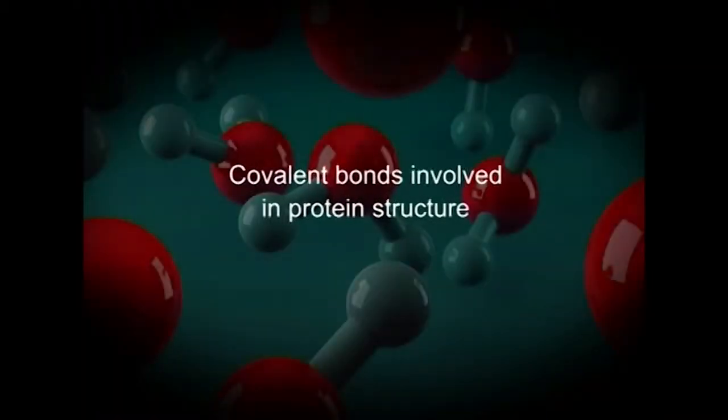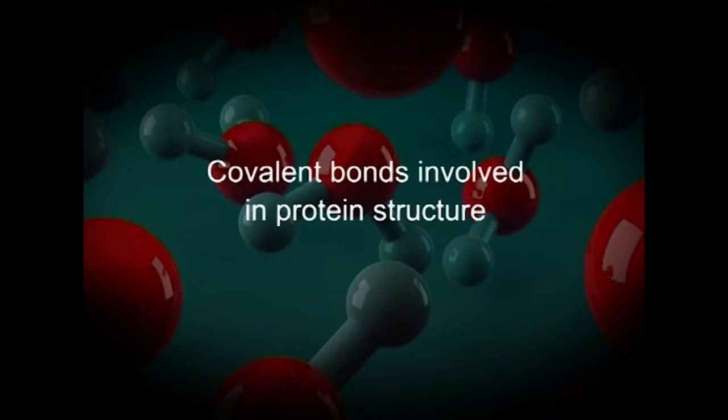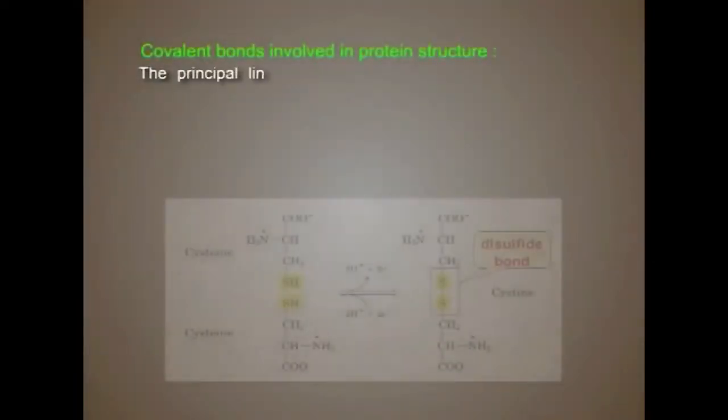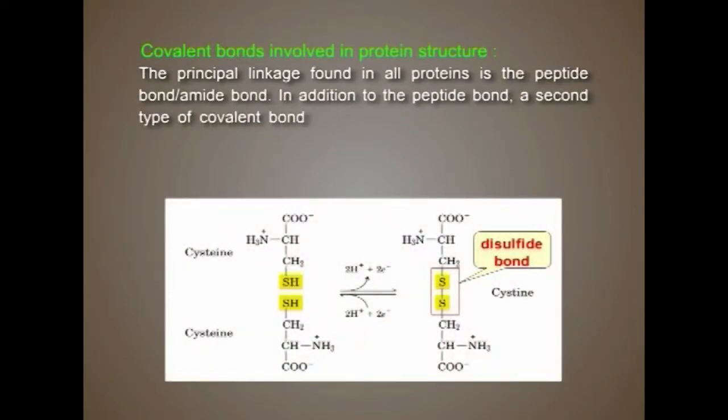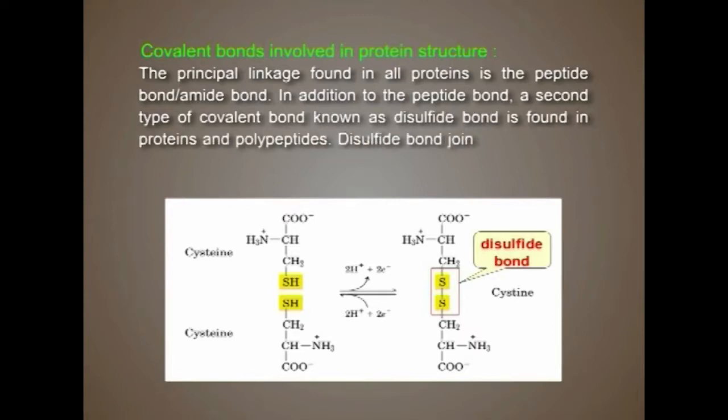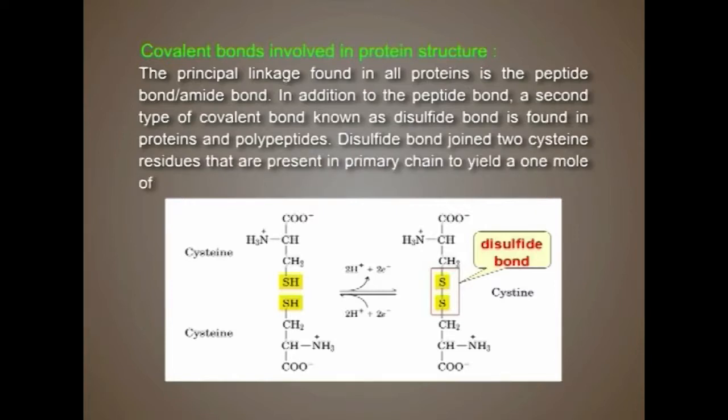Now, covalent bonds involved in protein structure. The principal linkage found in all proteins is the peptide bond or amide bond. In addition to the peptide bond, a second type of covalent bond known as the disulfide bond is found in proteins and polypeptides. A disulfide bond joins two cysteine residues present in a primary chain to yield one mole of cystine. Cystine is an amino acid with a disulfide bridge.